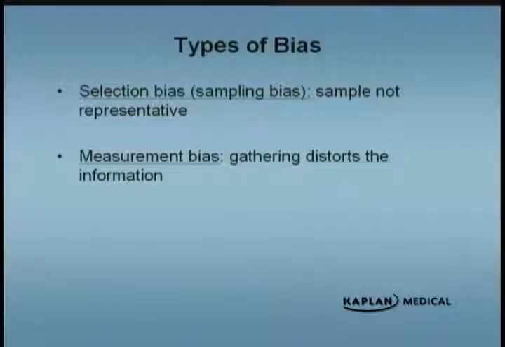Let me now talk about measurement bias. In measurement bias, the sample's okay. The problem is how I get data, how I get information from the sample. The way I gather the information distorts the information that I gather. The method of gathering by itself causes a distortion in what I'm able to glean, what I'm able to take in. Now, sometimes measurement bias is really easy to see.